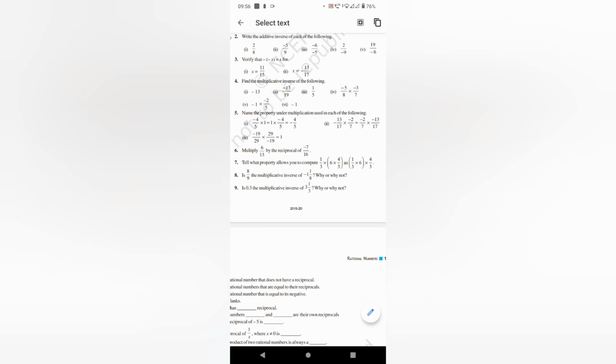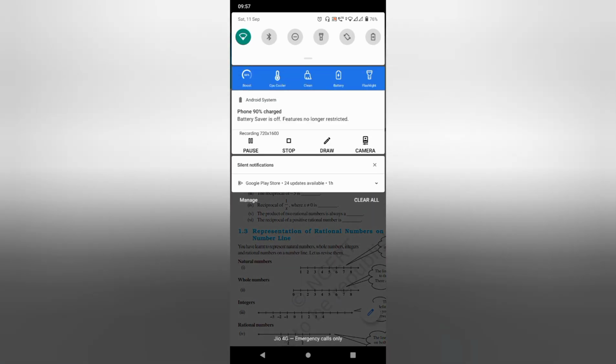Now we need to fill in the blanks. The first is 0, the second is 1 and minus 1, and the third is 0. 0 has dash reciprocal. Does 0 have any reciprocal? No, 0 has no reciprocal.